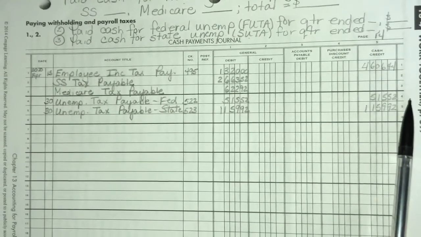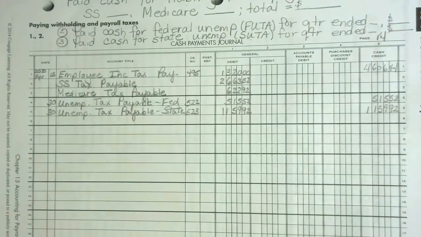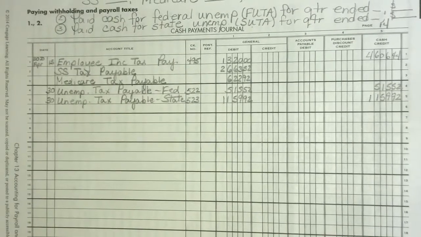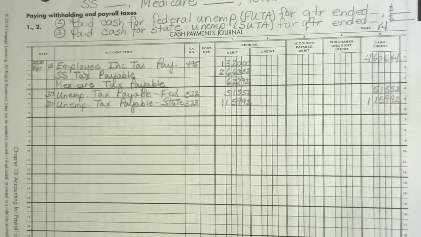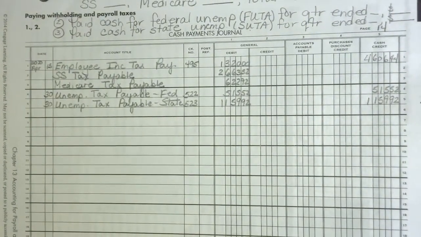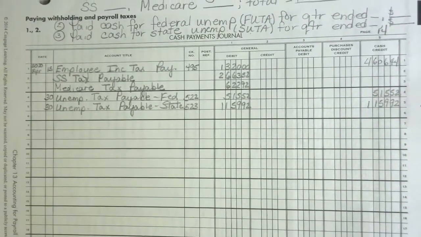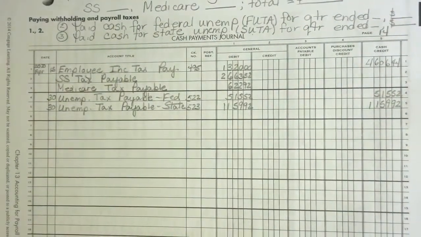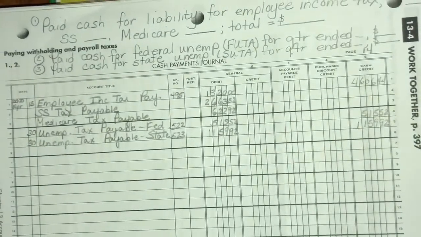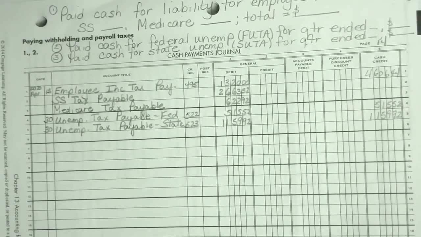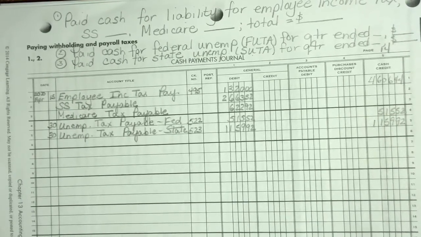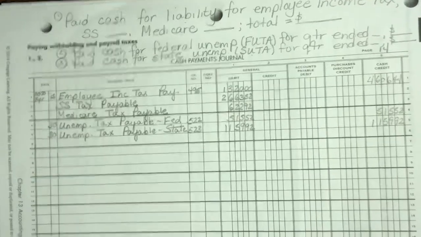What I'd like you to do for tomorrow is I'd like you to do page number 397 in your text on your own problem, 13-4. And in your workbook, it will be page number 360, page 360. So any questions, let me know. This is the last section for this chapter. We'll do some reviews, and I will give you a short lesson tomorrow. Okay, have a good day.